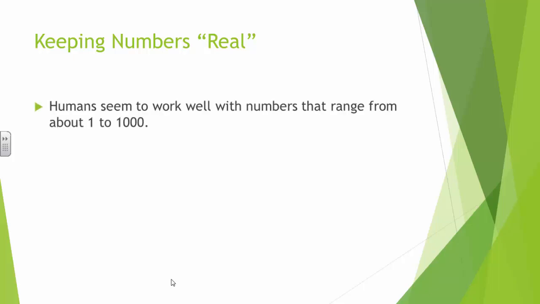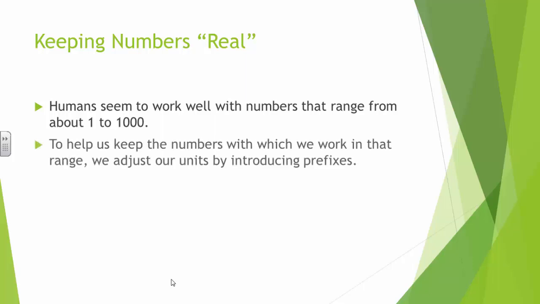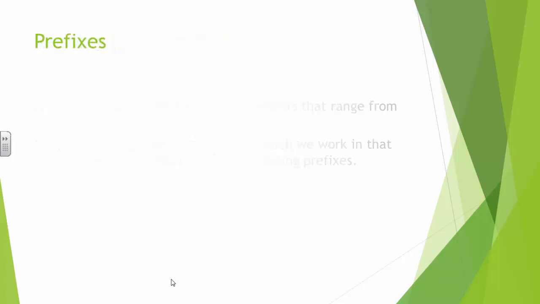Humans work well with numbers that range from about 1 to about 1,000. That's the way our brains work. And so we tend to want to keep the numbers we work with in that range. And we do this by introducing prefixes. And you naturally did this with that distance to Los Angeles, adding the prefix kilo or 1,000 to keep the numbers less crazy. You didn't want to report that it was 3.5 million meters. You instead said something like 3,500 kilometers.